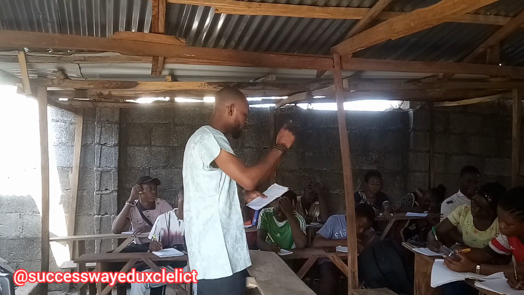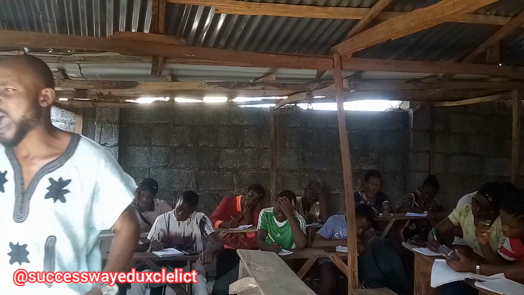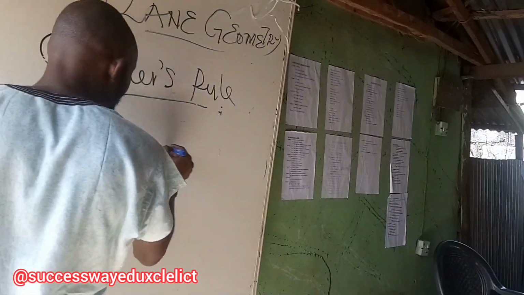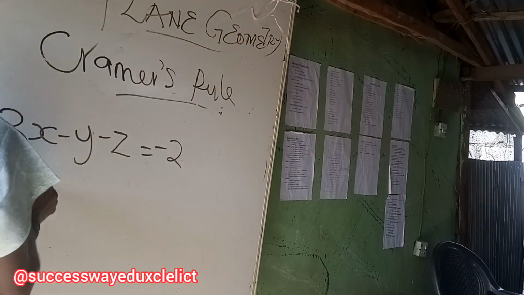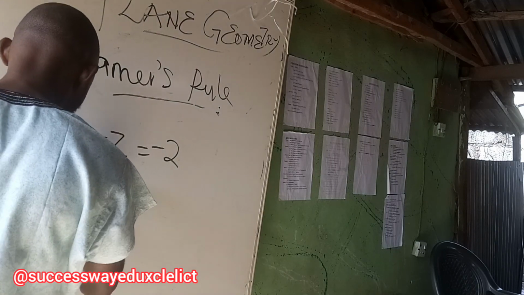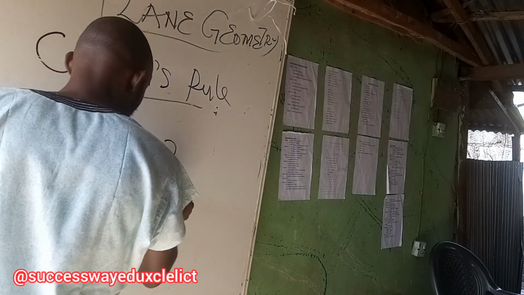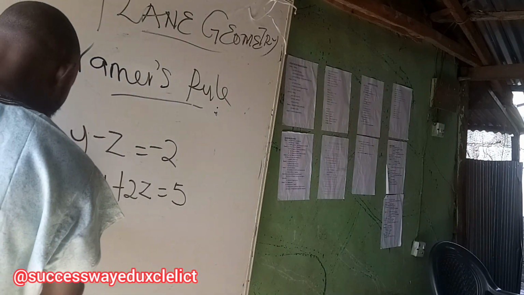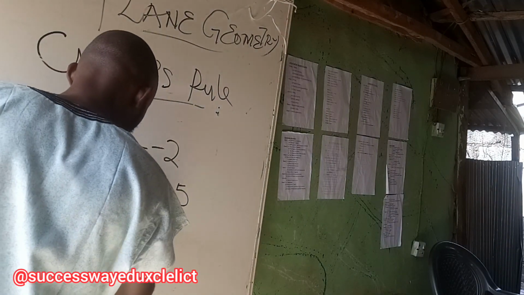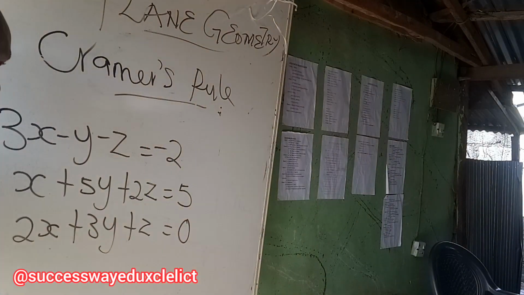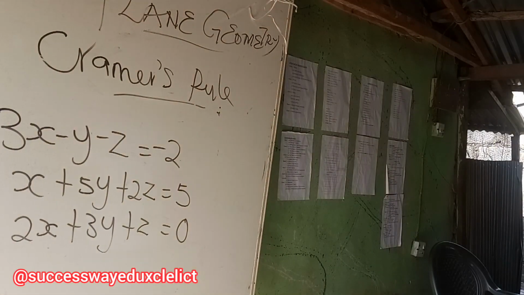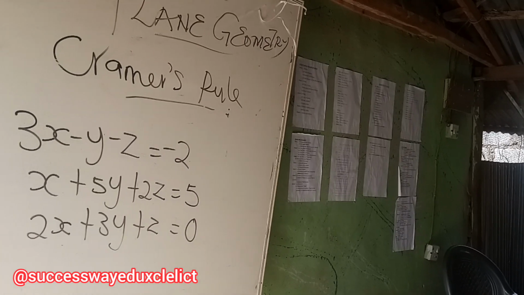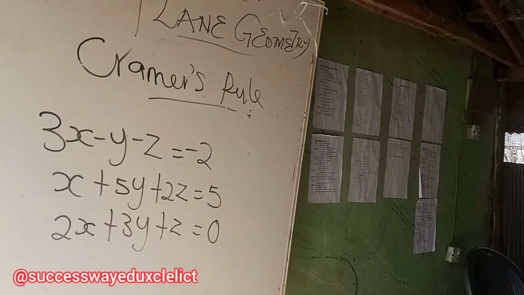Let's get the equations now. Equation 1: 3x minus y minus z is equal to minus 2. Equation 2: x plus 5y plus 2z is equal to 5. The last equation: 2x plus 3y plus z is equal to 0. Solve simultaneously. Start, look for your determinant first, the overall determinant.